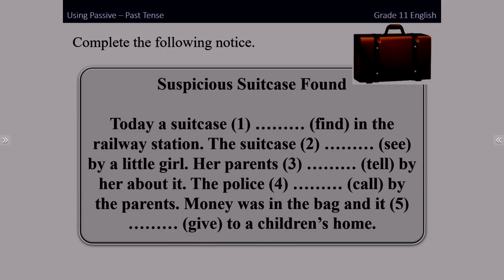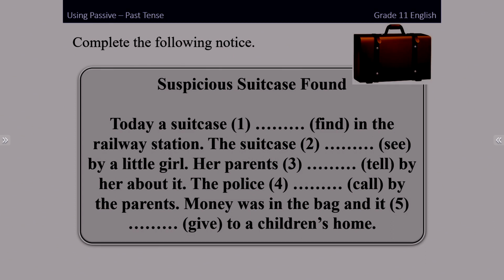You can see the verbs in the base form, so you have to carefully use the correct form in order to fill the blanks. Today, a suitcase blank find in the railway station. The suitcase blank see by a little girl. Her parents blank tell by her about it. The police blank call by the parents. Money was in the bag and it blank give to a children's home.